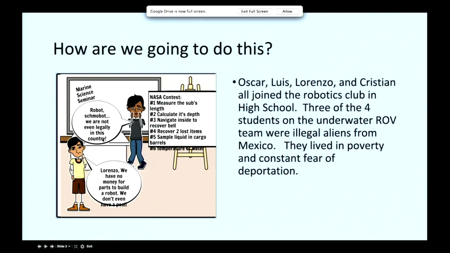Robot Schmobot. We're not even legally in this country. Lorenzo, we have no money for parts to build a robot. We don't even have a pool.